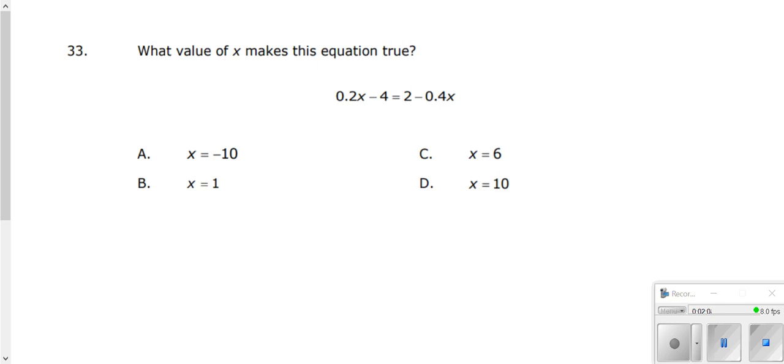Number 33, what value of x makes the equation true? So I'm going to rewrite so I can go ahead and solve this. So I want to isolate my variable. I want to isolate x. So I'm going to begin by subtracting 0.2x from both sides. Oh, I'm sorry. I changed my mind. I'm actually going to begin by adding 0.4x on both sides.